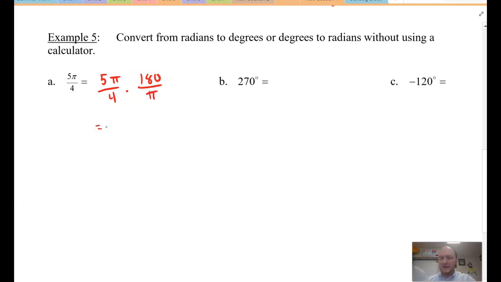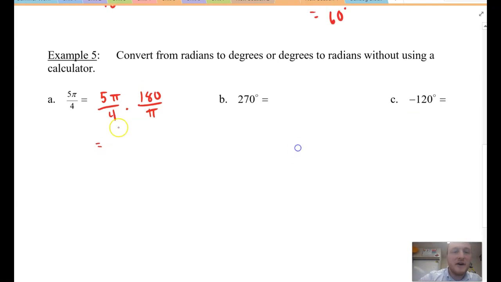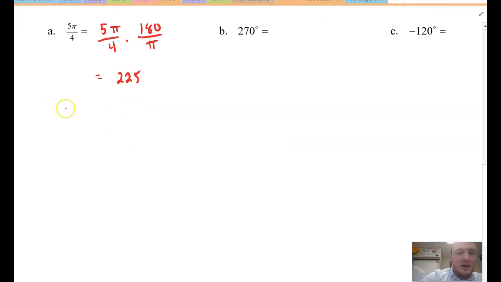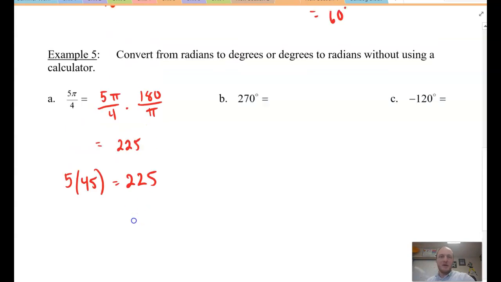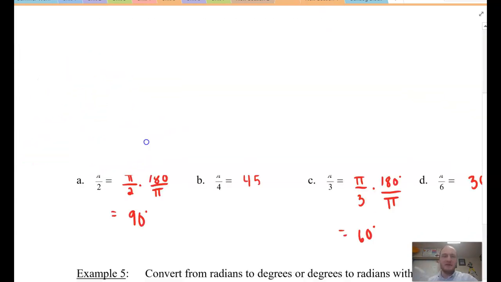And you get 225. Another way, too, is you can say, hey, that's 5 times 45, right? So that would give me 225.